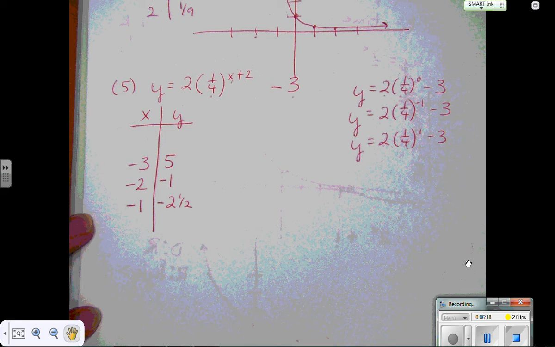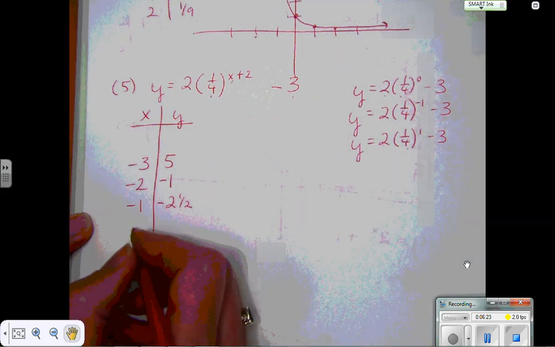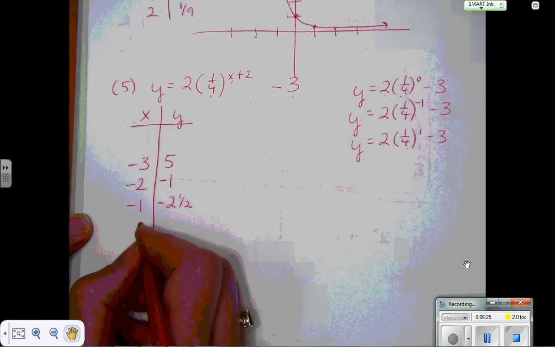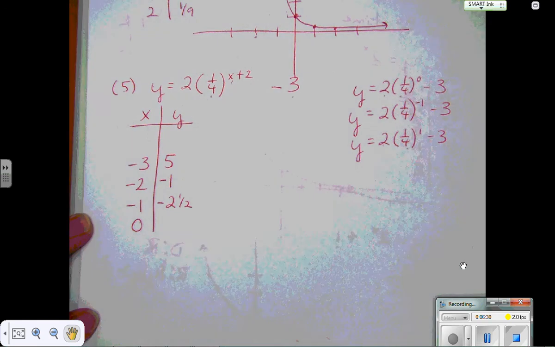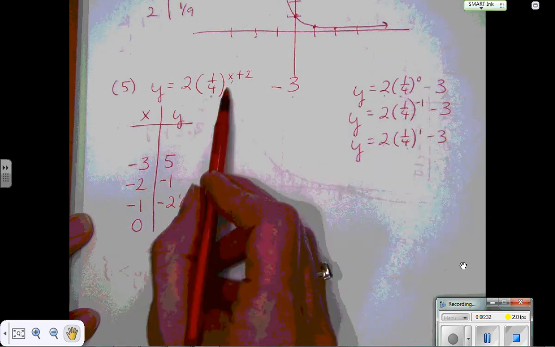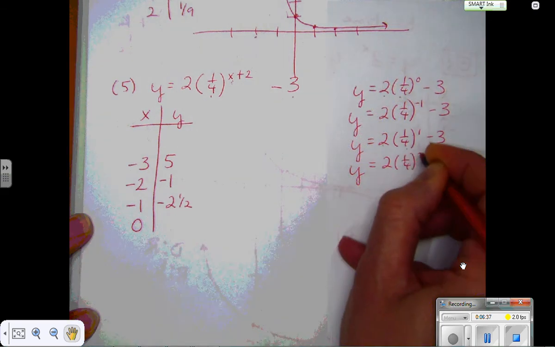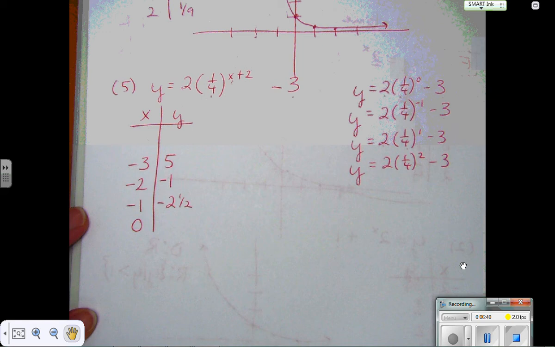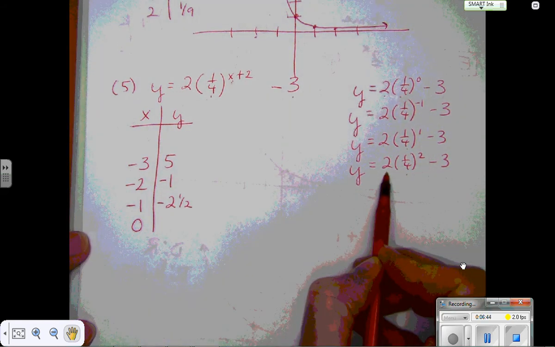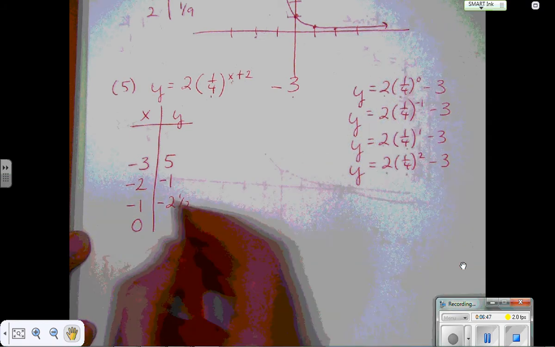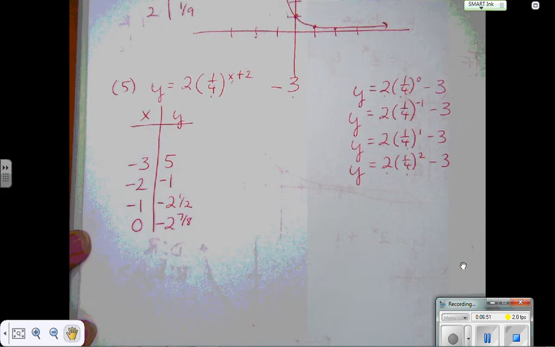So that means if I put in, let's put a 0 in for the x so we can see where the y-intercept is. Okay, when I put a 0 in, then y is 2 times 1/4 squared minus 3. So when I square 1/4, that's 1 over 16 times 2. It's 1 over 8 minus 3. It's going to be negative 2 7/8. So that's really close to negative 3. Okay, so I'm going to graph this now. I think that's enough points.